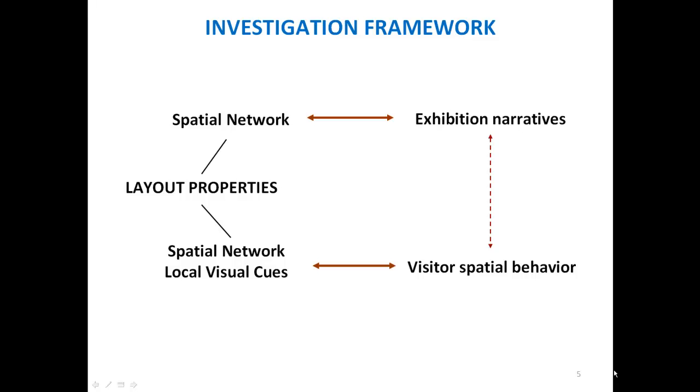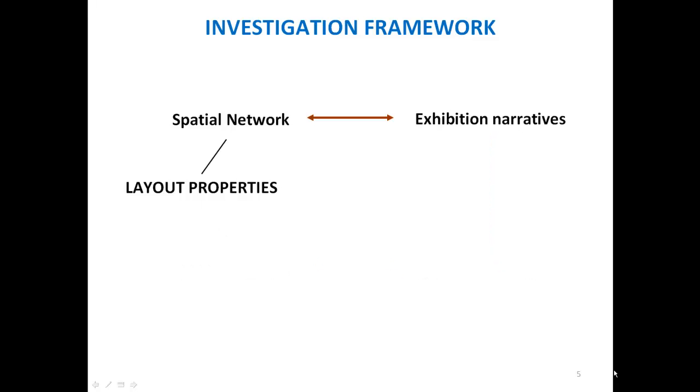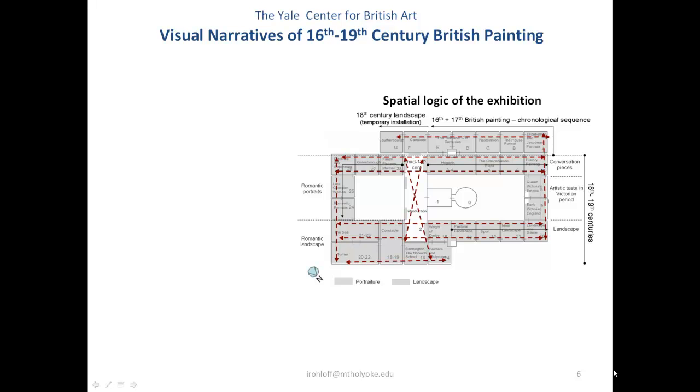The first part of my investigation is comparisons of spatial network with exhibition narratives. This is to understand how exhibition narratives are laid into the space. In the first case study, Yale Center for British Art, we see that the museum layout is characterized by strict geometry based on a structural grid. Each gallery room is a module of a structural grid.